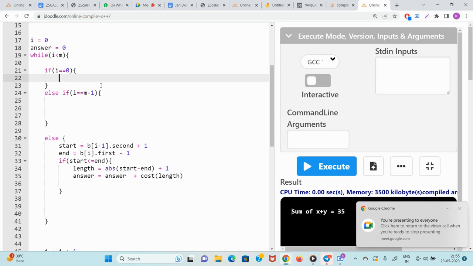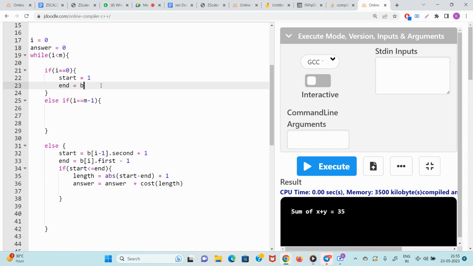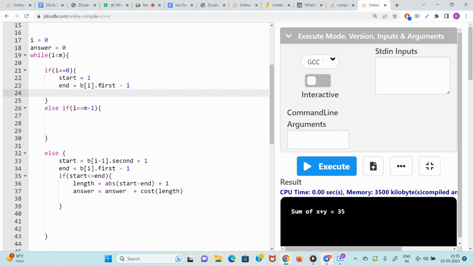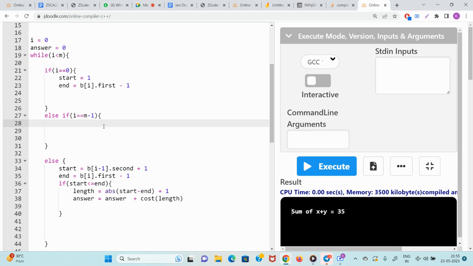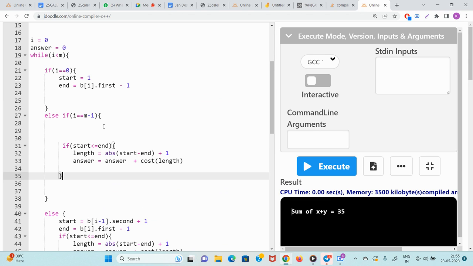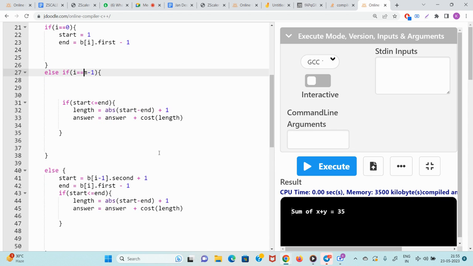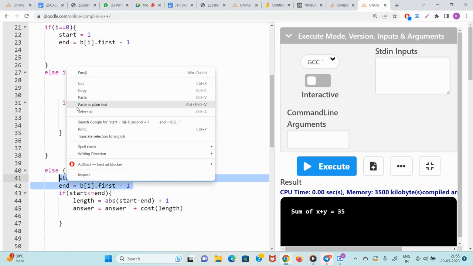Okay. So what would I do, guys? Same. Start will be 1 and the end will be same like before. B of I dot first minus 1. If start is less than equal to end, same code guys, same code. Okay. Similarly, if I just cut it up here I can put it here also. So guys, here also, even at the last point, what can happen? One more extra range can come, but this stuff will remain the same.